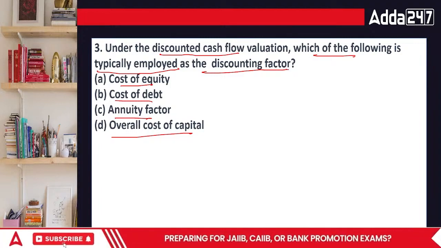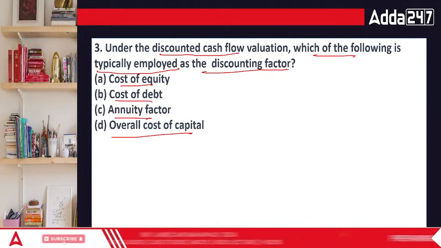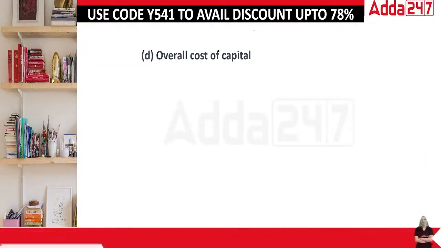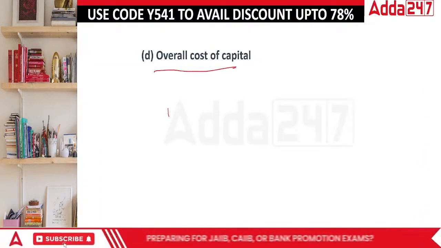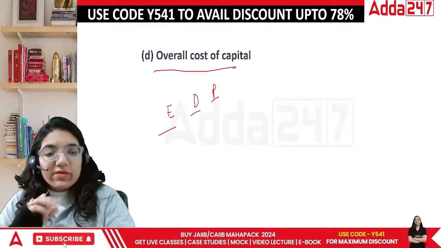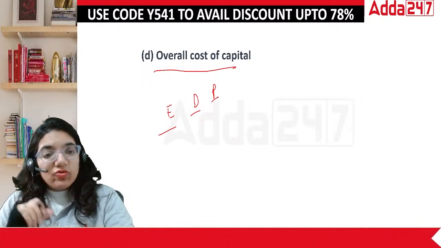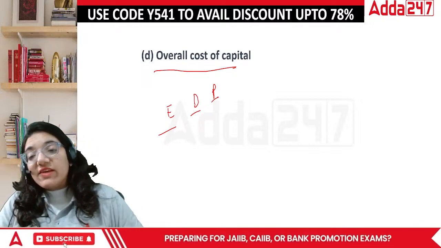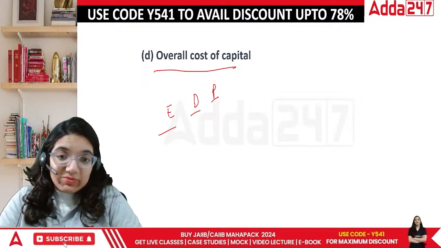Okay, then let's talk about the answer as well. The answer is overall cost of capital. You just cannot take only equity, only debt, or only preference share. Won't it be wrong? Reason? Think about it. If I consider only equity, only debt, or only preference share, their cost, the cost that we have to incur to maintain these people, right?